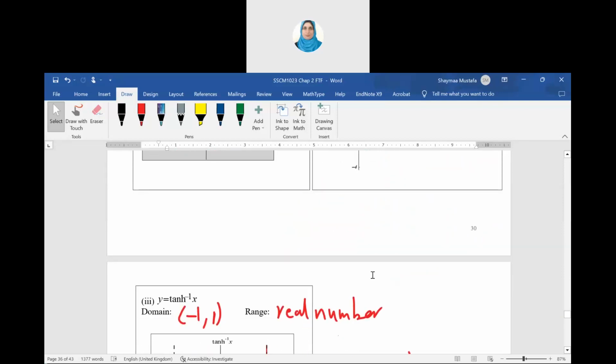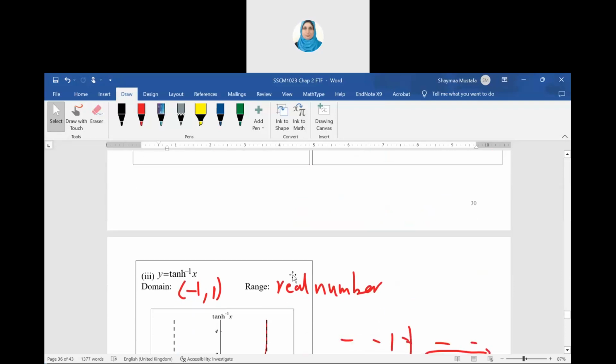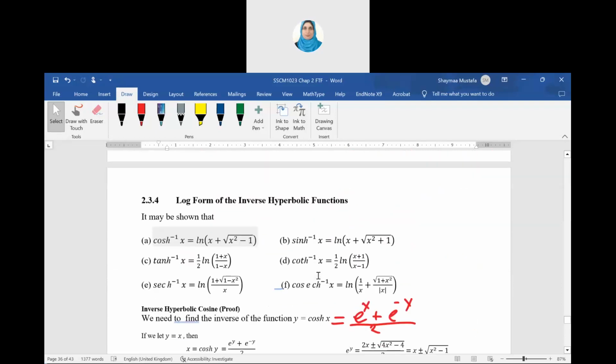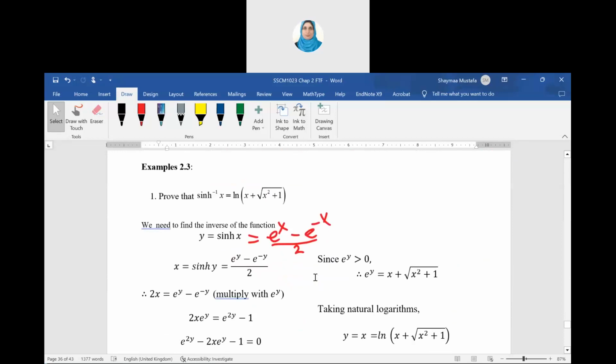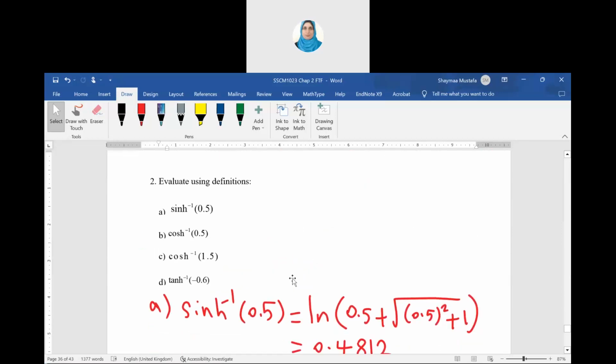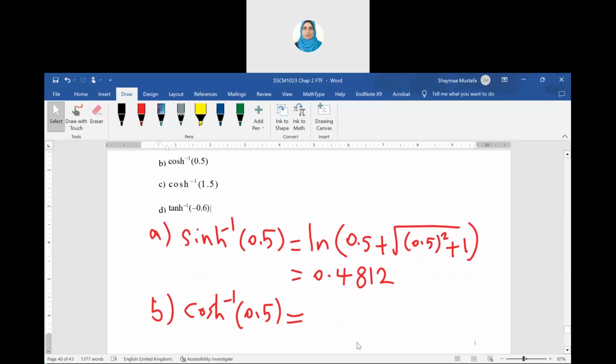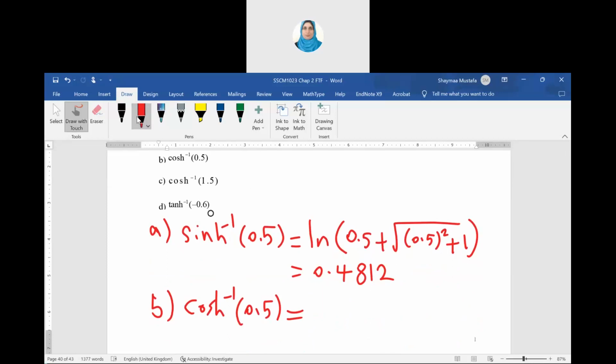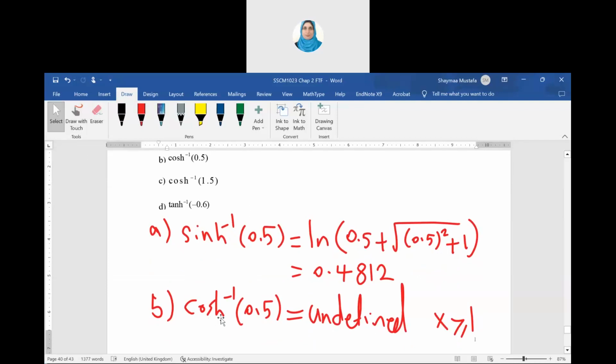But be careful about the domain and range of the functions. In the exam, we didn't ask you what is the domain of tangent inverse or what is the range of cosh inverse. We give you examples like these, then you need to be careful. You need to say why it is undefined. So cosh inverse here is undefined. Can't find cosh inverse for 0.5 because x should be greater than 1, not less.